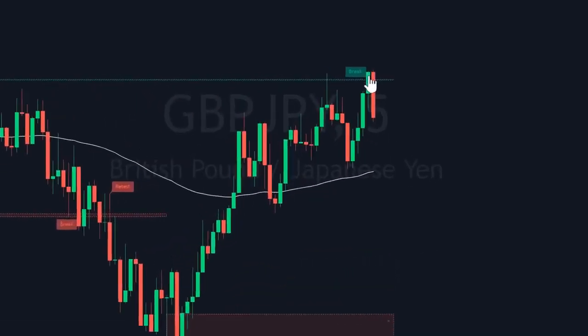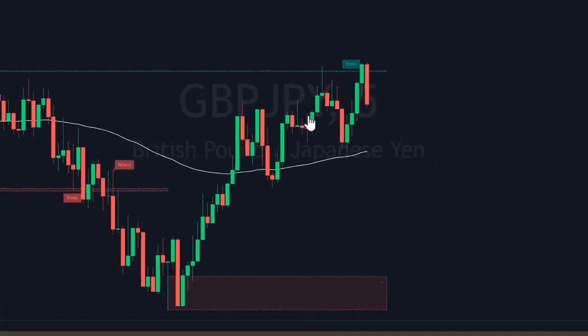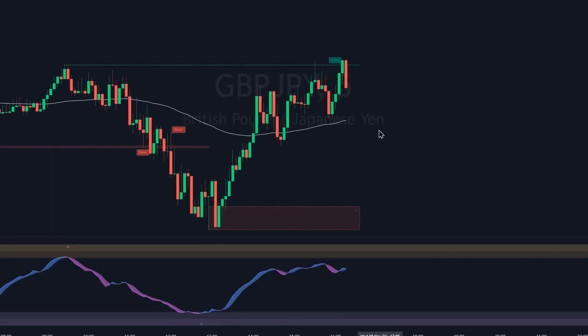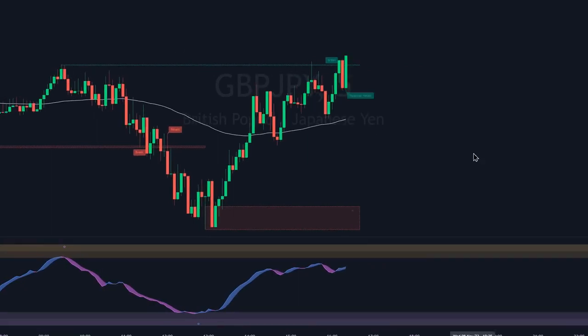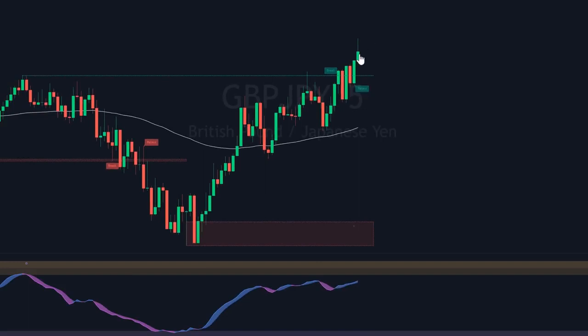As you can see here, the indicator has labeled this candle as break, which means the price just broke above this resistance level. Condition number 4 is that the price needs to do a retest of this level. Let's see if that happens. As you can see, the indicator has labeled this candle as retest. Because of that, this becomes our entry candle.